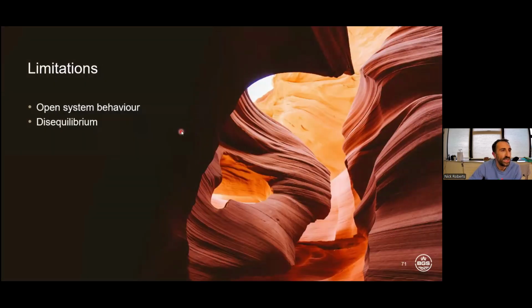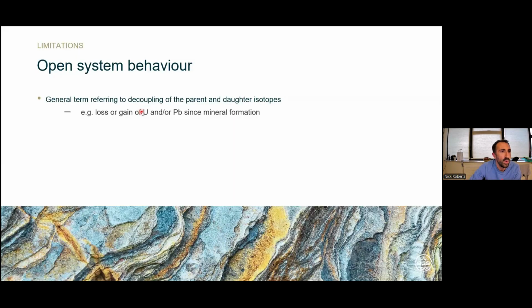So what are some limitations of uranium-based chronology? I just want to cover two things. This is a term you'll hear probably quite a lot when you start writing papers on this: open system behavior. It's another general term. It basically refers to decoupling of the parent and child isotopes. So basically loss or gain of uranium and/or lead in some form.